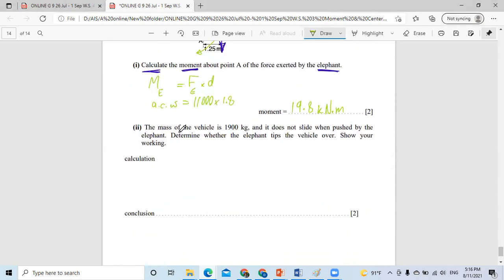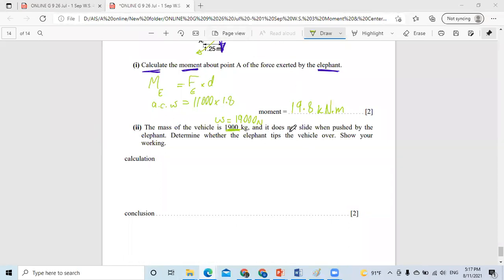Part two. The mass of the vehicle is how much? The mass is 1900 kilograms. So the weight equals how much? 1900 and I add a zero. How did I know the weight? They gave us the mass, so how do I find the weight? I multiply by 10, because weight equals mass times gravity. So I multiply this mass by 10, which is the gravity acceleration. Thank you to everyone who sent answers.